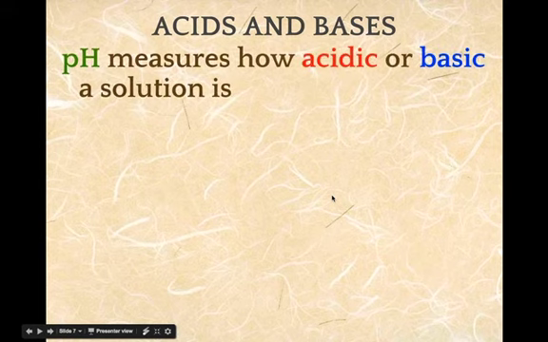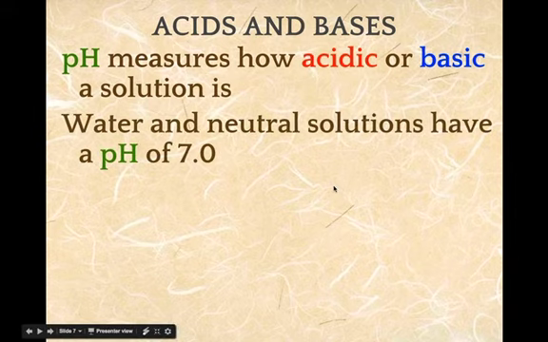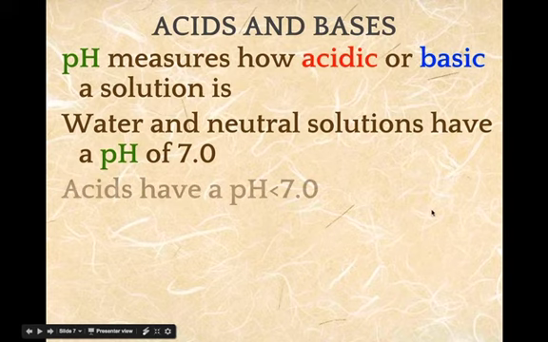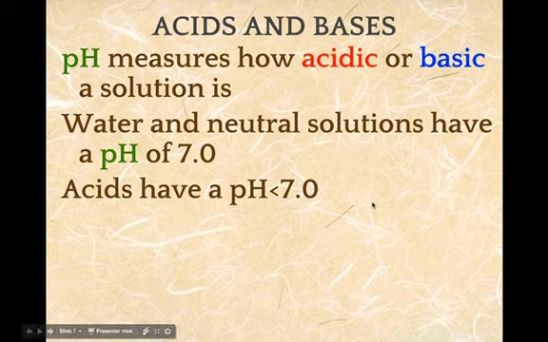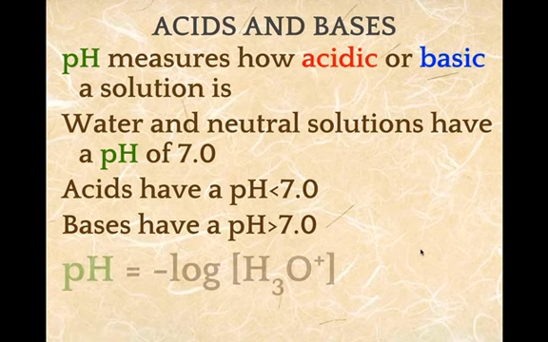Okay, now how to measure how close to neutral we are is a scale called the pH scale. This measures how acidic or basic a solution is. Neutral solutions, by definition, have a pH of 7. This is right in the middle, neither an acid nor a base. That salt water we mentioned before would be a neutral solution. It would have a pH of 7. Acids have a pH below 7, going all the way down to 0, and bases have a pH above 7, going all the way up to 14.